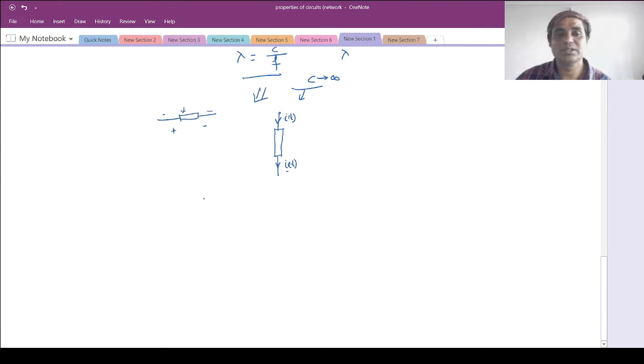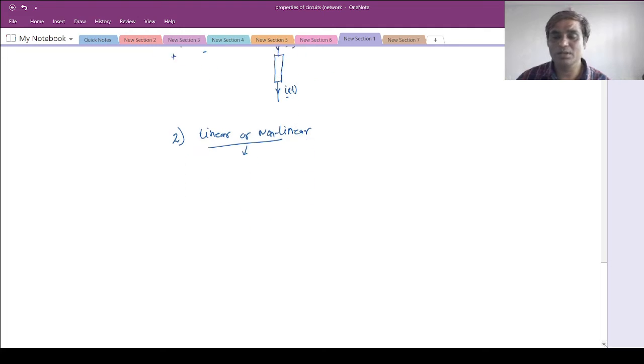Okay, this is one type of circuit, called a lumped circuit or lumped network. Then second, based on the linearity property, I can also classify the network or circuit as linear or non-linear. In order to say the circuit is linear, the circuit or network has to be relaxed. It means that the initial voltage and current in the energy storage elements should be zero. Anyhow, we'll first define what a linear or non-linear network is.